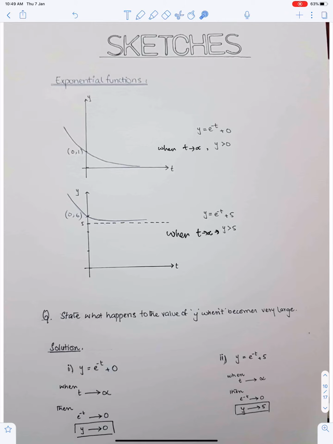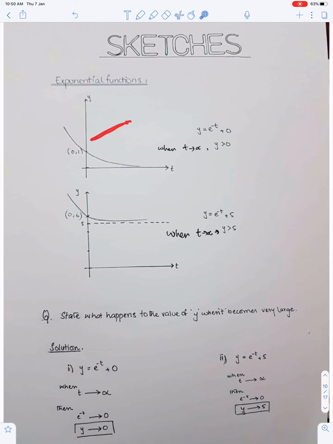Sketches. Exponential functions. Exponential with negative power. This is very important. We must have exponential with negative power in this chapter. So make sure whenever you make y subject after solving the differential equation, you make y subject in this way. You must have negative power of exponential on the right hand side. I will explain this while solving the questions of differential equations, inshallah.